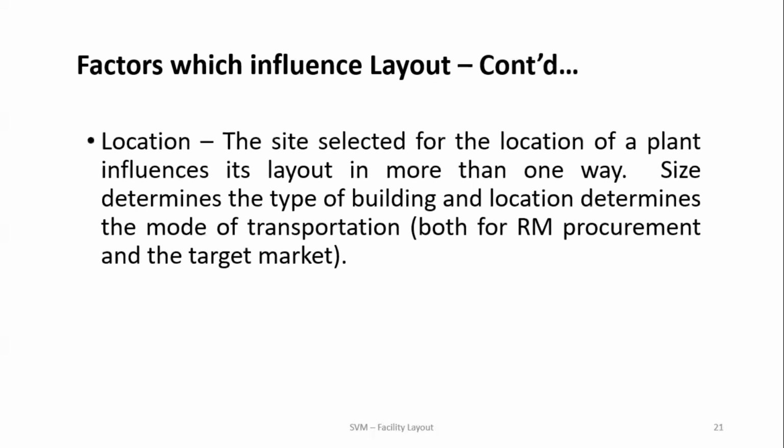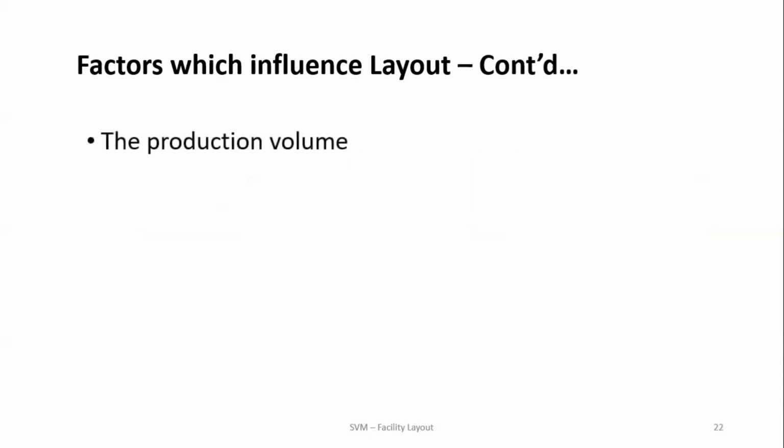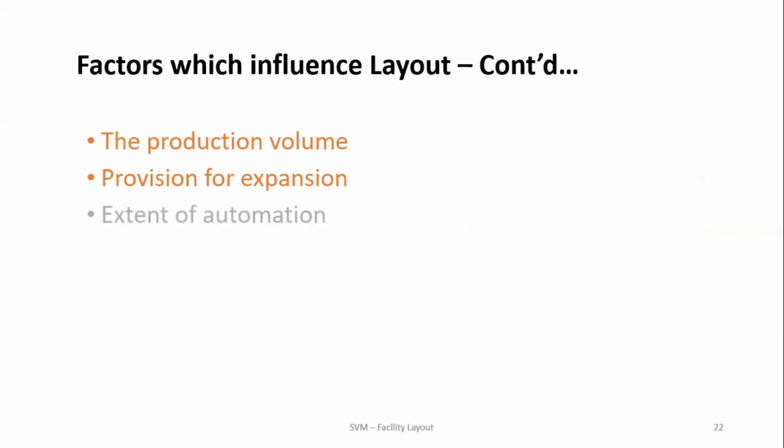Location also plays a vital role because the site selected for the plant influences its layout in more than one way. Size determines the type of building and location determines the mode of transportation, both for your raw material procurement and your finished product dispatch to your target market. So the plant layout must provide for the storage of the fuel it is going to use. The production volume also influences our layout. Future expansion: whatever we are planning, we need to give some provision for that now. That also will influence your layout.